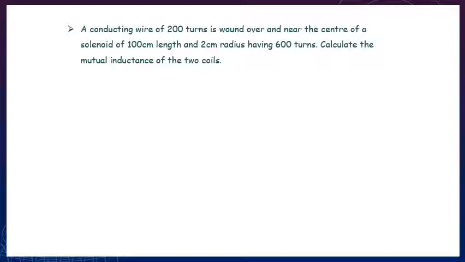So N1 for us is 600, N2 given is 200, L is equal to 1 meter or 100 centimeters. We always take SI units. So R is your radius, that is given as 2 centimeters. We are writing it as 2 into 10 power minus 2 meter.